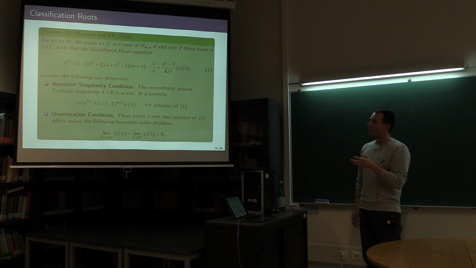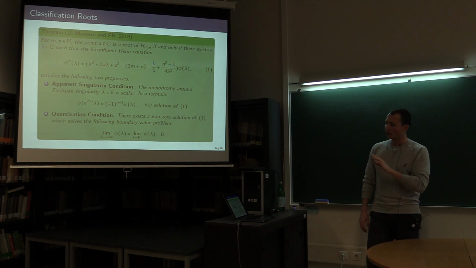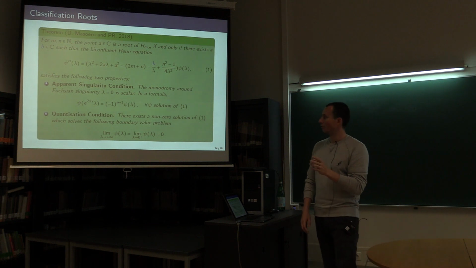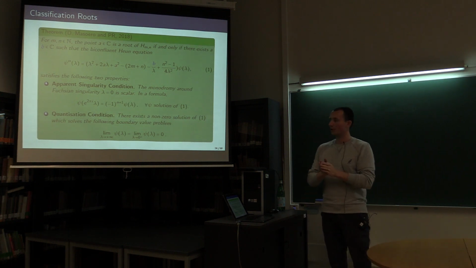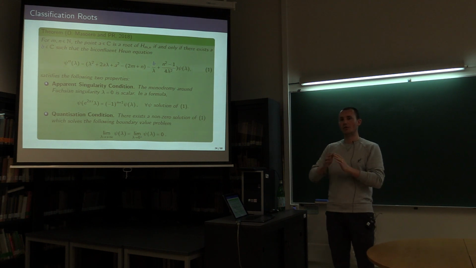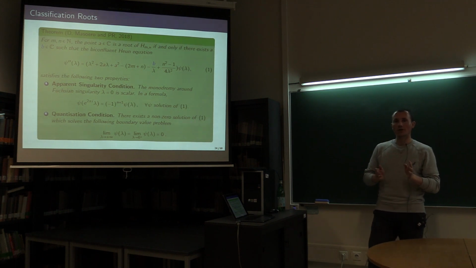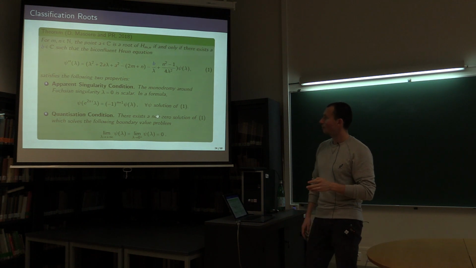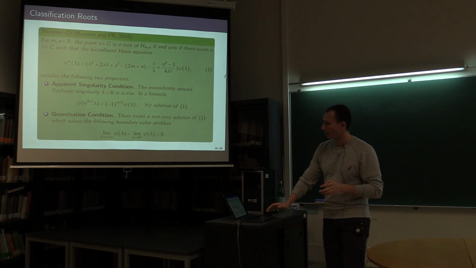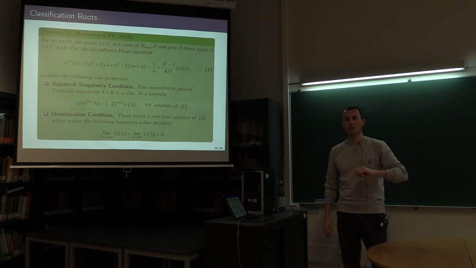And the second condition, the quantization condition, is just the condition that there exists a solution to this boundary value problem. So there's a solution on the positive real line which vanishes both at 0 and at infinity. And so what this means is that computing the zeros of these generalized Hermite polynomials is equivalent to computing bi-confluent Heun equations which satisfy these two conditions.